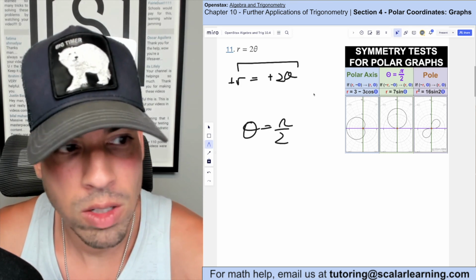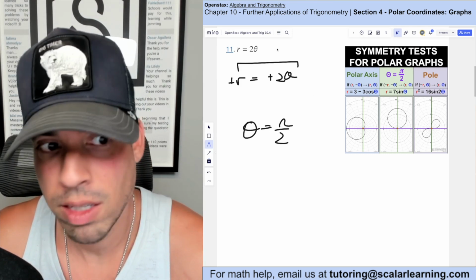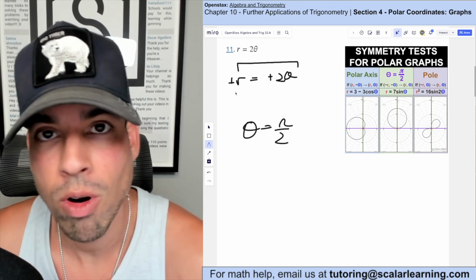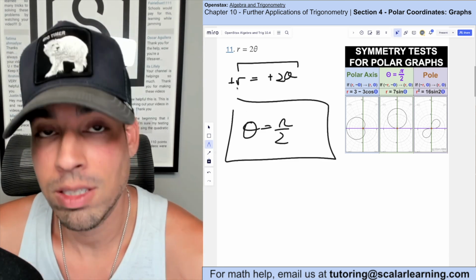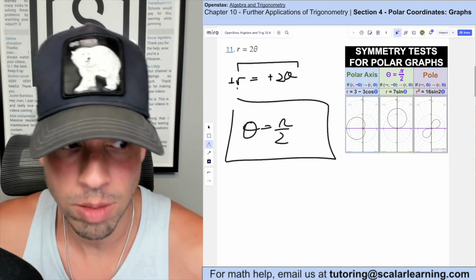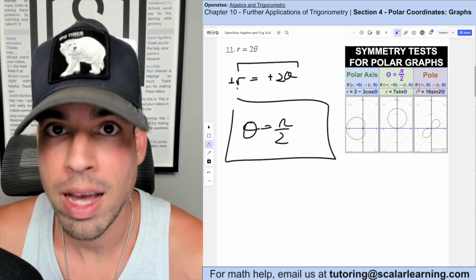Now, it's going to fail the other two tests, right? If I plug in negative theta, it's going to be different. If I plug in just negative r, it's going to be different. So this is the symmetry, and it actually doesn't have any other symmetry. So it's just symmetry with respect to theta equals pi halves, done.